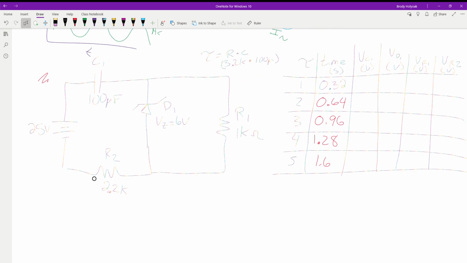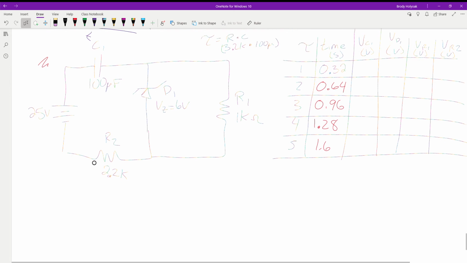All right. So the first thing we need to look at is our first time period. We're looking at when time equals 1 tau, at 0.32 seconds. We need to solve for the voltage of the capacitor, the voltage of the diode, R1 and R2. So first, how much voltage do we have across the capacitor? That'll be the hardest calculation.